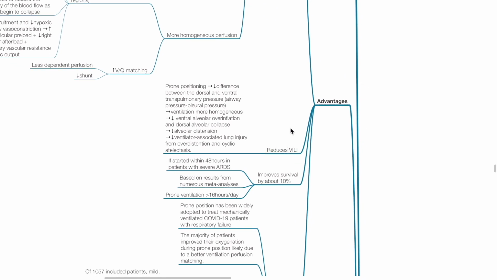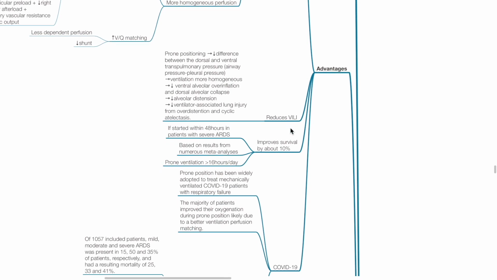Prone positioning reduces ventilator-induced lung injury. Prone positioning causes reduction in difference between the dorsal and ventral transpulmonary pressure. Ventilation becomes more homogeneous. There is reduction in ventral alveolar overinflation and dorsal alveolar collapse, reduction in alveolar distension, reduced stress from overdistension and cyclic atelectasis. Prone positioning improves survival in ARDS by about 10% if prone positioning is started within 48 hours in patients with severe ARDS, based on results from numerous meta-analyses. Prone ventilation is typically more than 16 hours per day.